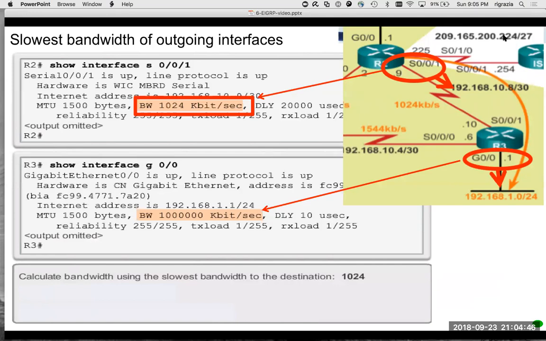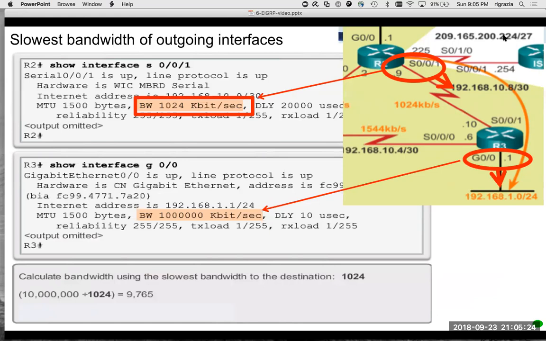It actually uses the value in kilobits per second, so it takes the 1024. Now, it has to divide it. EIGRP uses 10 million divided by 1024. The reason it does that is because it wants a lower metric to be preferred. Let me say it a different way: 3 hops is better than 10 hops, if we're thinking in terms of RIP. So we want a lower value to be the preferred path.